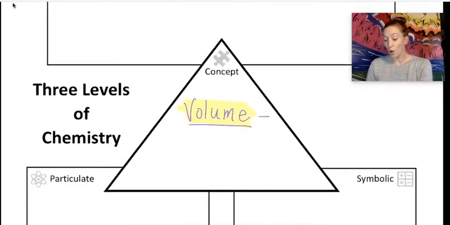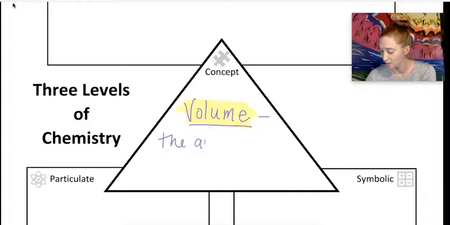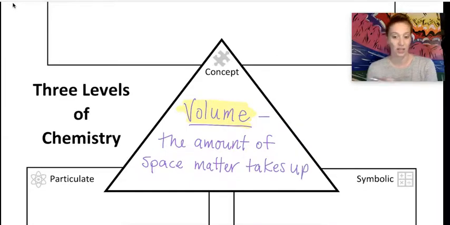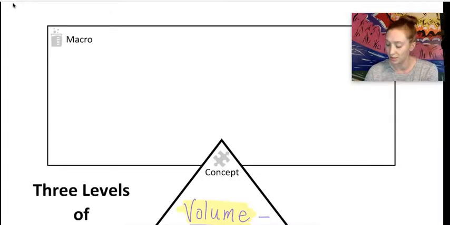But a lot of this is going to be hopefully prior knowledge and some stuff that you have learned in other science classes or even in math classes about volume, which is the amount of space that matter takes up. Helps if I've got my pencil. The amount of space matter takes up. Now, because of this, we're going to be talking in 3 dimensions, taking up space. So we're going to add that as our first thing in our macro level. Volume is 3D.